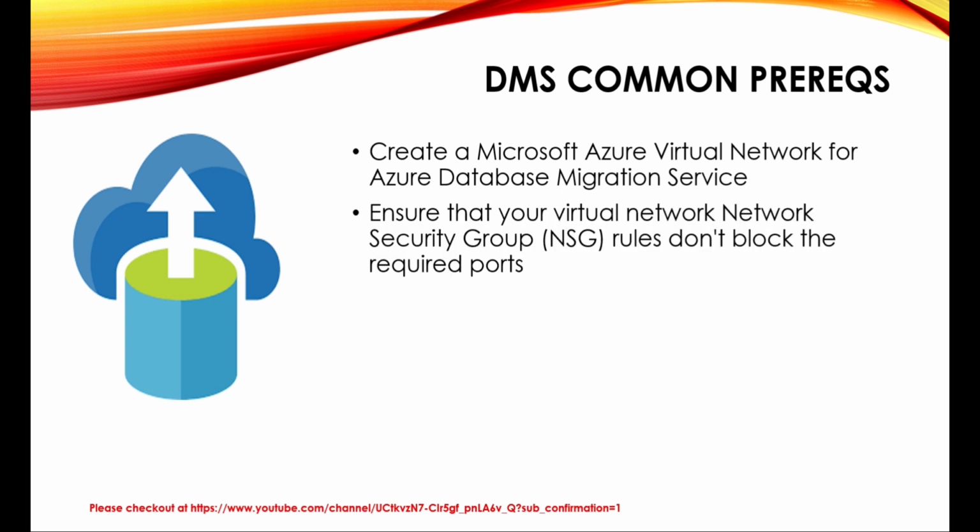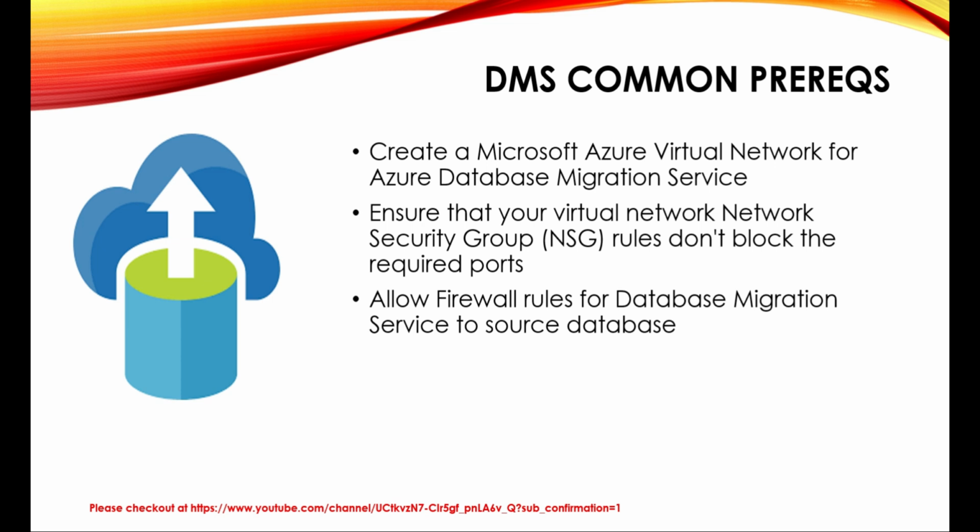Ensure that your virtual network NSG, that is part of your virtual machine, right? The network security groups don't block the ports such as 443, 53, 9354, 445, and 1200, because these are the ports that are required for the migration activities.